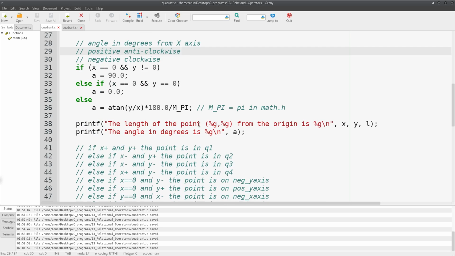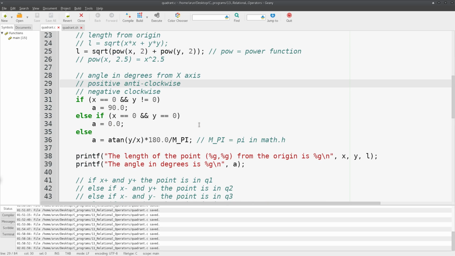Now we're going to calculate the angle. The angle is in degrees and is measured with respect to the x-axis. If the sign of the angle we come across is positive, then it's measured in the anti-clockwise sense. If it is negative, it means we are going in the clockwise direction. The angles are measured with reference to the x-axis, so keep that in mind.